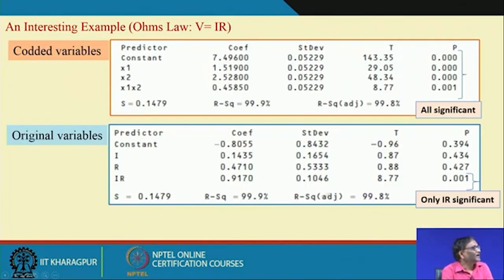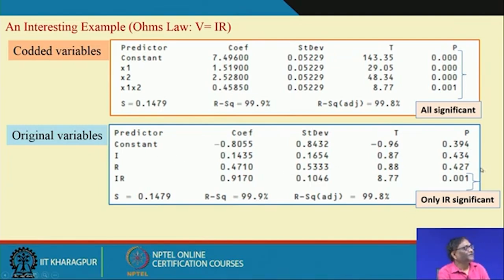Now, you see the output of the regression using coded variables. The constant is 7.5, x 1 is 1.52, x 2 is 2.52, R square is very high and t values are very high. So all the parameters are significant: the main effects are significant and the interaction effect is significant. Now, if you do the same thing in original units, only the interaction effect is significant, but the other terms, including the constant, are insignificant.